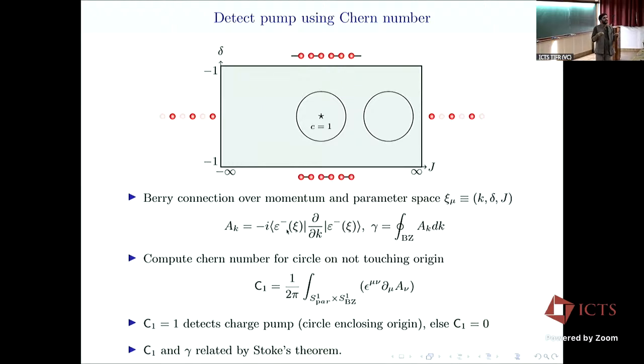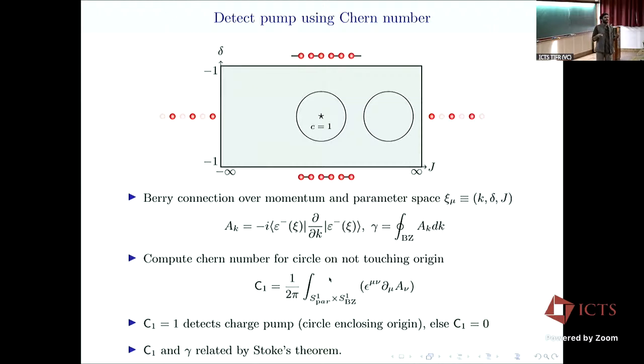Now, since we are in the single particle framework, I treat both momentum and parameters on equal footing. So I can define a connection on both momentum and parameter space. I use this symbol psi to represent the collective coordinates representing both momentum and the parameters. So once we define this, we can take the Berry connection and define the first Chern number.